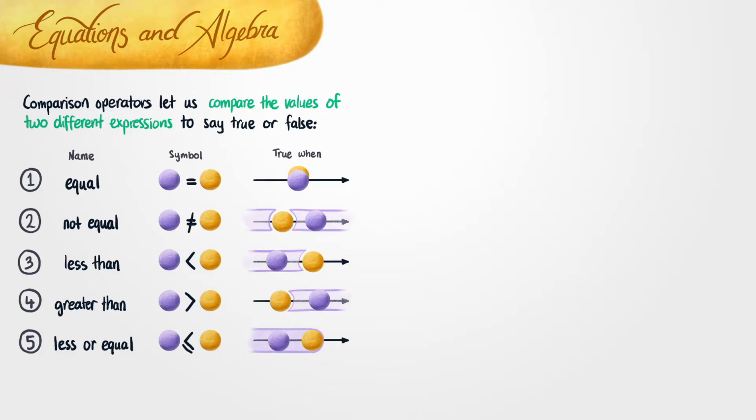Now the last two operators I'm going to show you are formed by just joining up other operators. So for example, less than or equal to is just a less than sign with an equal sign joined to it. And it's going to be true anytime either equal or less than is true. We draw this graphically by drawing the exact same thing, but then going around the yellow part as you saw here.